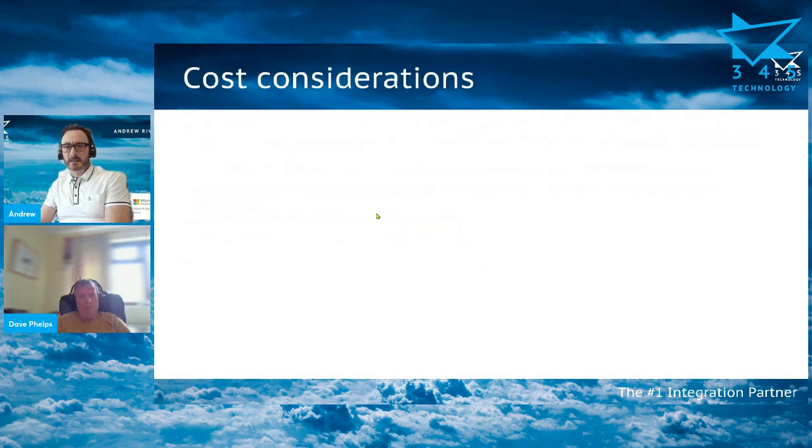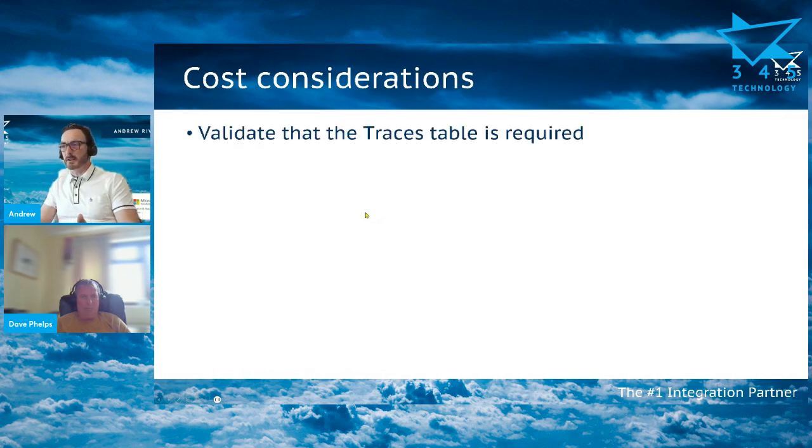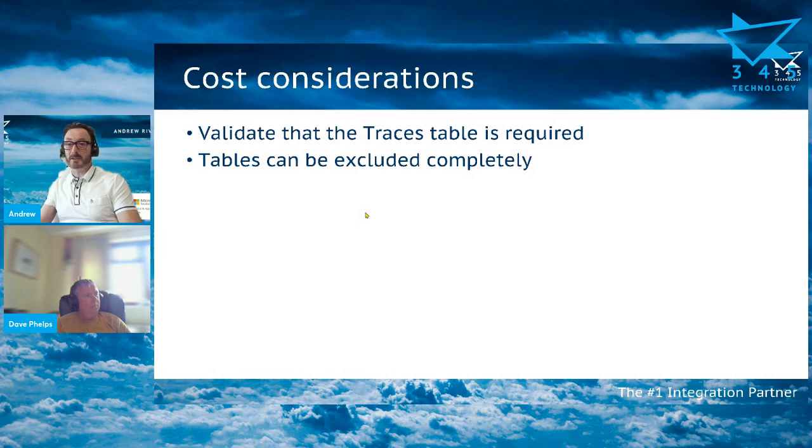Okay, and I think it's the last thing before we go into the demo, but it's about cost considerations. There's a few things here, and I'm going to list some off, and then we can talk about them. You can validate that you need your traces table, because when you're logging information to App Insights, you can exclude particular tables if you don't need them, because obviously you get charged for all the stuff you log. If there are pieces of data you just don't need, you can exclude them.